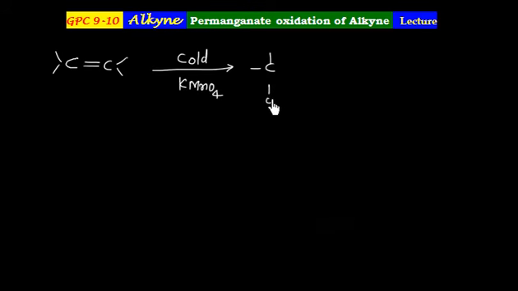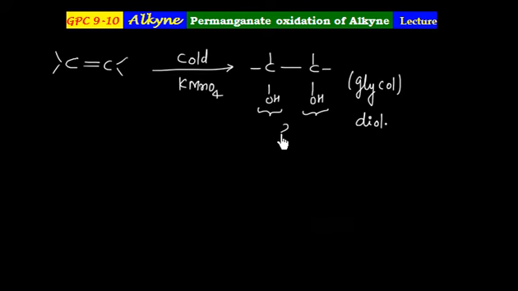In this lecture, we will discuss permanganate oxidation of alkyne. If you remember alkene, and if this is treated with cold KMnO4, it forms glycol. Glycol is basically a diol. It contains two OH groups. So this is a diol because it contains two OH groups.